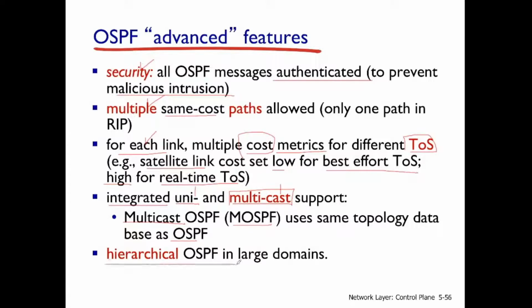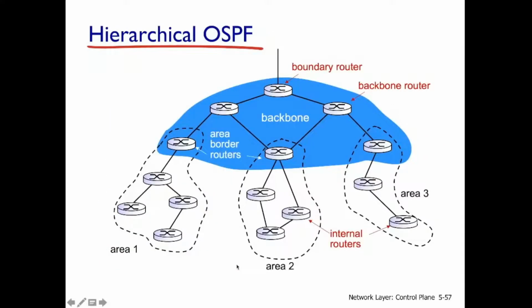By the way, one can also configure OSPF to run in hierarchy, such as this one I'm illustrating. You see there are two levels of hierarchy here. At the lower level, area 1, area 2, and area 3. Inside each area, we could be running OSPF, and all these internal routers within an area run the same OSPF. It requires the same metric, link cost.